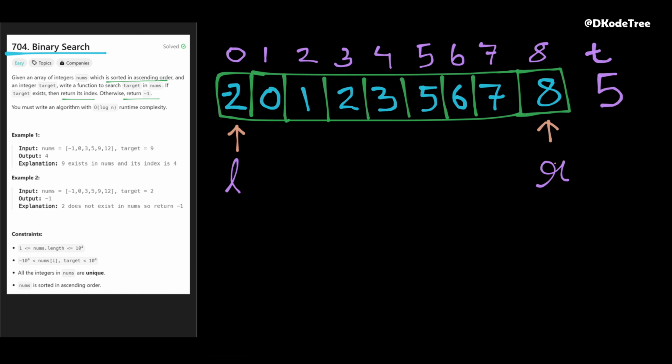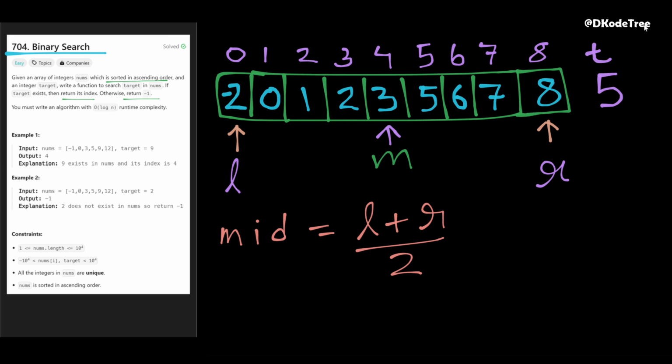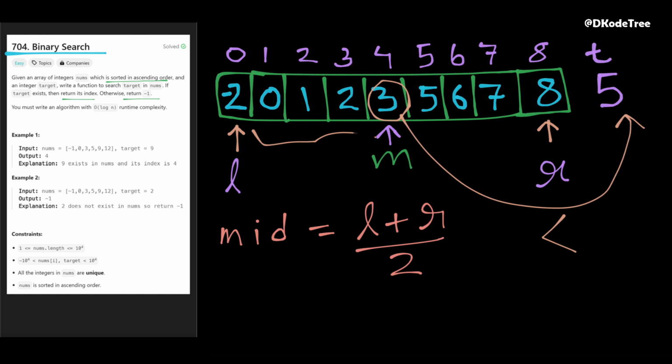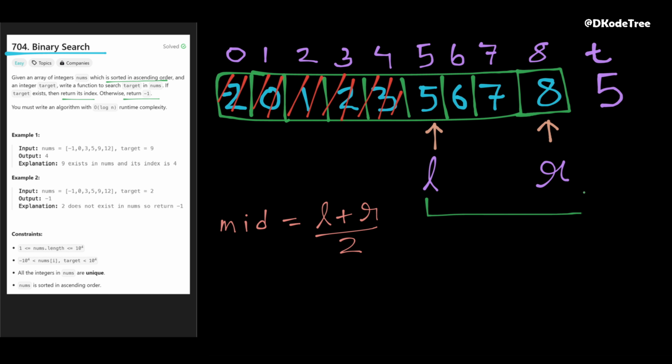So our left is at 0 and right is at 8. In this case, we calculate the mid as (left + right) / 2. So this becomes (0 + 8) / 2, which is equal to 4. So our mid is at the 4th index. Now we will compare the value at the mid element with the target. As 3 is less than the target, we know for sure anything less than 3, that is all the elements coming before 3, will also be less than 5. So we will safely eliminate all these elements. For programmatically eliminating this, we have to move our left pointer to mid + 1. Now our array in consideration reduces to only this part.